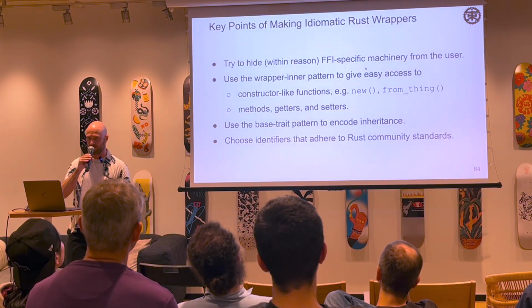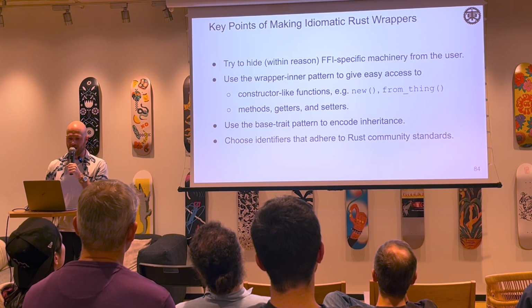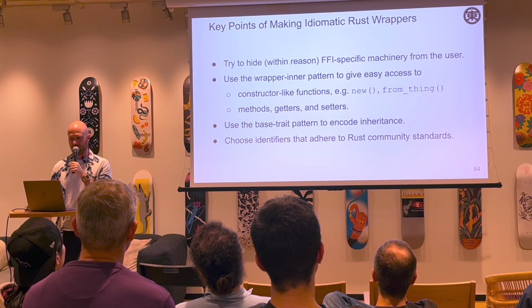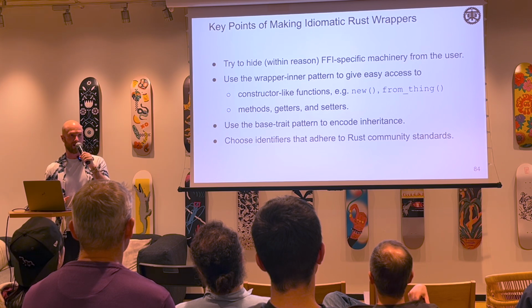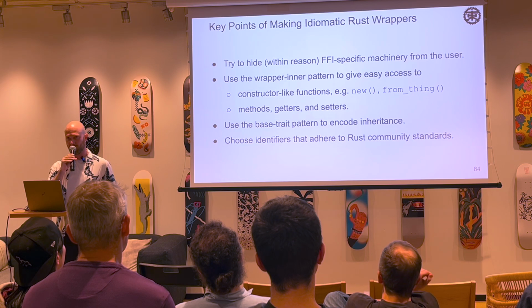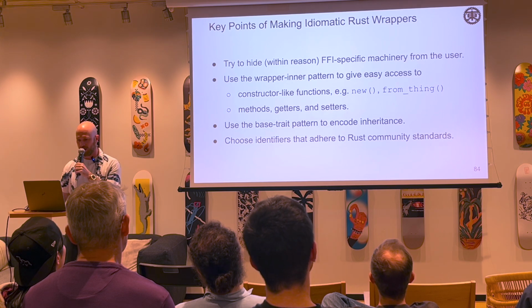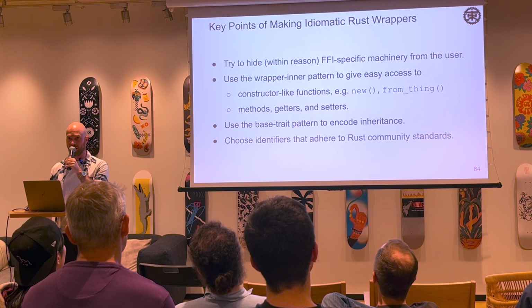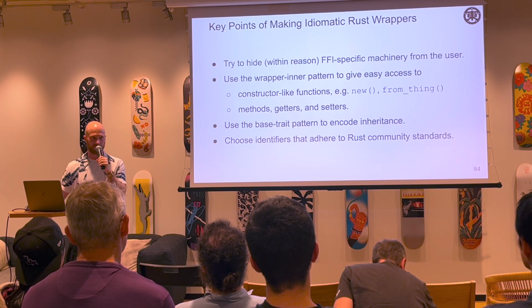All right, so key points of building these idiomatic Rust wrappers: try to hide as much of the FFI-specific machinery as you possibly can. These things are kind of ugly. The user doesn't need to know about them. Use the wrapper inner pattern to give easy access to constructor-like functions like new, from thing, methods, getters, and setters. Use the base trait pattern to encode inheritance. I think this is probably the most important takeaway. And then choose identifiers that adhere to Rust community standards, just to be a good citizen.